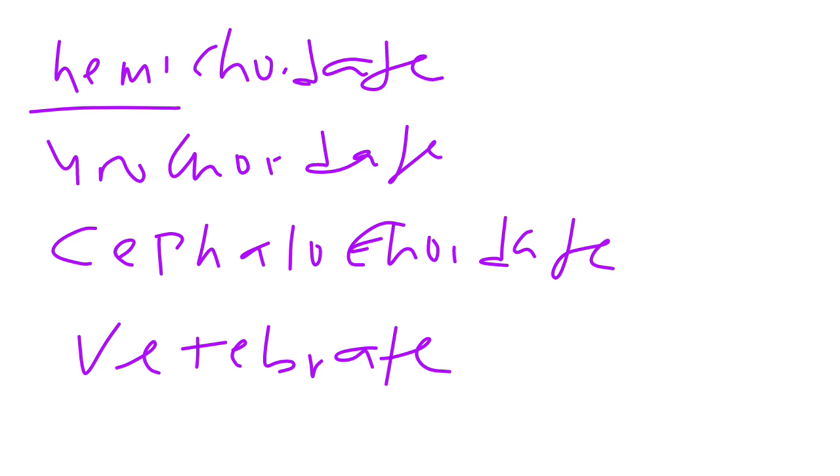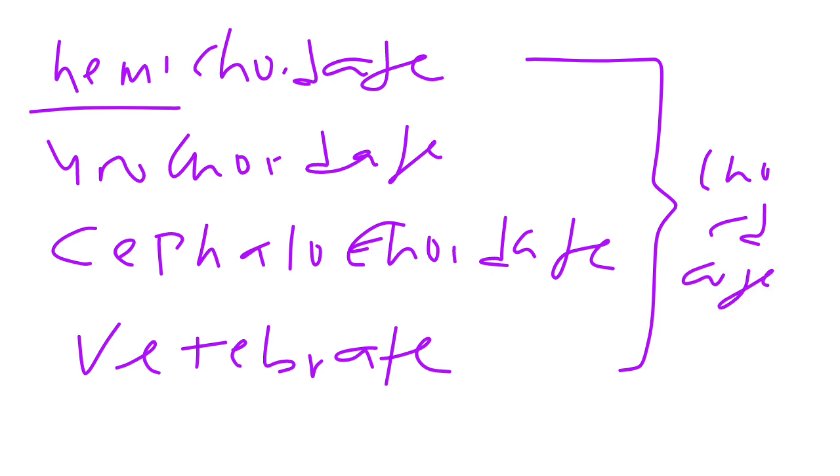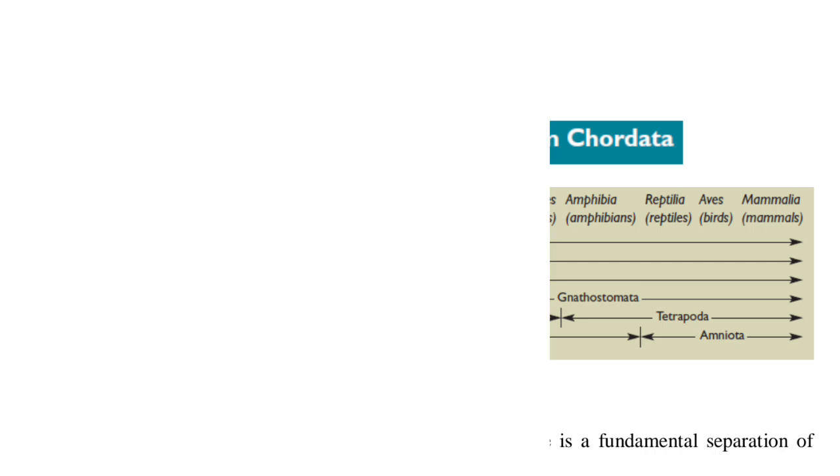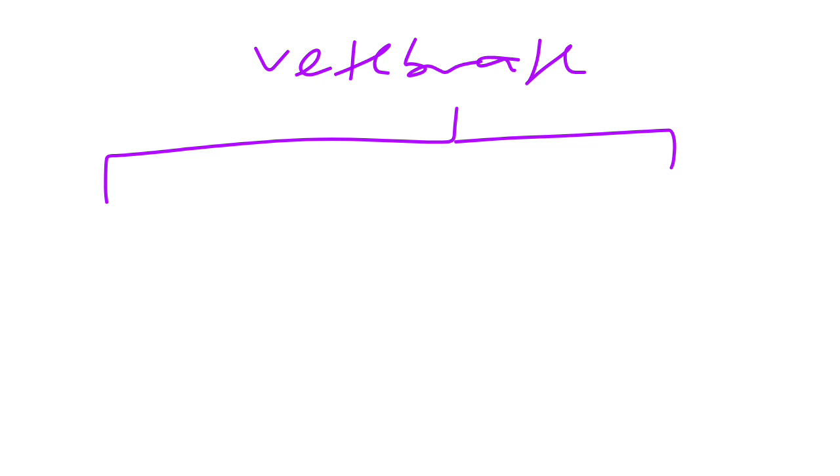Now under these vertebrates, we have the agnathans. So these are the classification of chordates, right? Now under vertebrates, we have two things. We have the agnathans, and we have the gnathostomes.